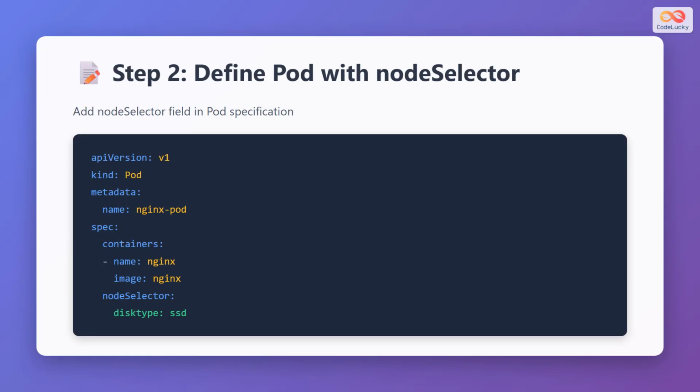Now that the node is labeled, let's create a pod that uses the node selector. In your pod specification YAML file, add the nodeSelector field under the spec section. The node selector is defined as a set of key-value pairs. In this example, we specify disktype: SSD. This tells Kubernetes to schedule this Nginx pod only on nodes that have the disktype=SSD label. The scheduler will match this requirement with the available nodes.